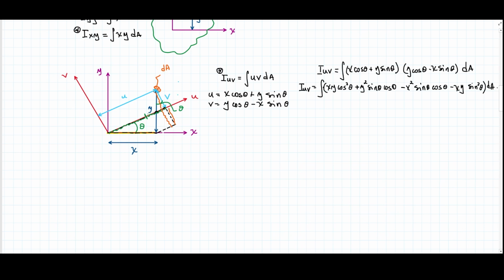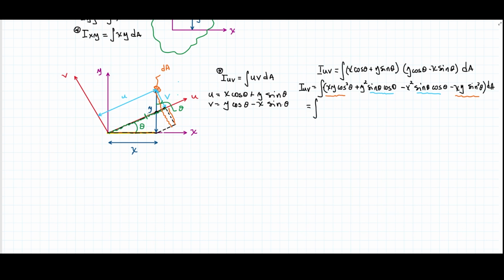Good. Then let's try to group some common terms. For example, this one here, and this one here. And then we have other similar terms like here and here. So let's write down the first set. So let me write it like this.